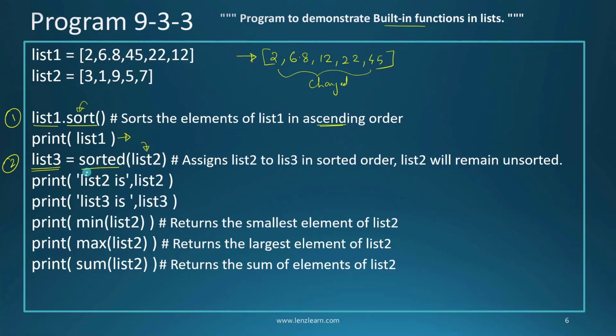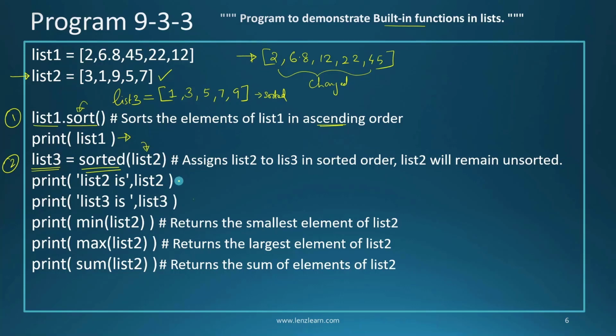So in this built-in function sorted, it will take the values of list 2 and sort them. Okay, so the first values will be 1, 3, 5, 7 and 9. So this is the sorted value of list 2. Now this will not be written over list 2. This will be stored into a new list called list 3. So now list 2 has the original content and list 3 has the sorted content.